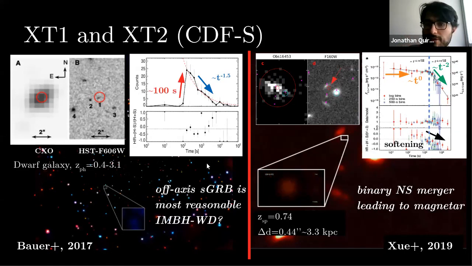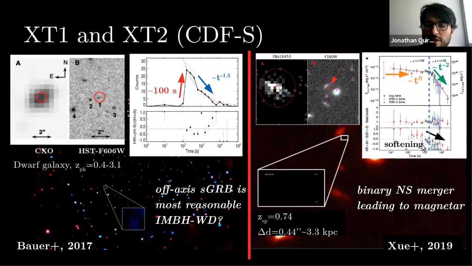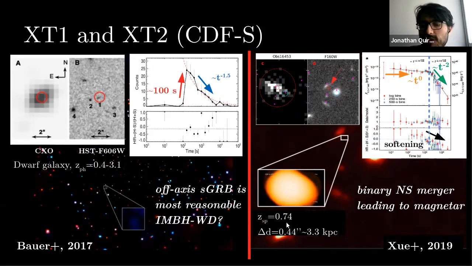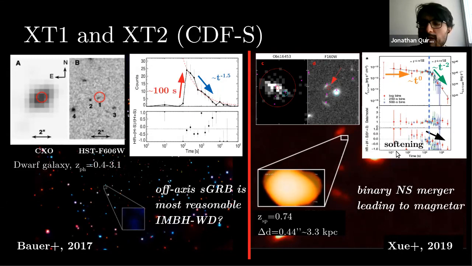On the other hand, in the case of XT2, here you can see the light curve, which shows a plateau during 1 or 2,000 seconds, and after that starts to decrease with time as t to the minus 2. The spectra also show very interesting properties, softening with time, as you can see here. Combining these timing and spectral properties with the properties of the host galaxy, which in this case has a redshift of 0.7, the best scenario to explain XT2 is related to a magnetar formed by the merger of two neutron stars. So this transient could be related to a short gamma-ray burst.